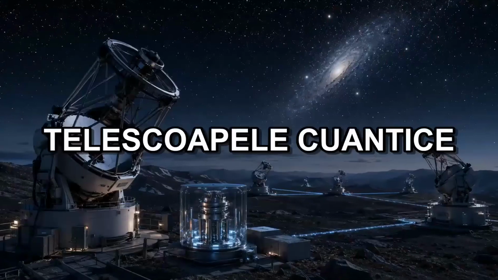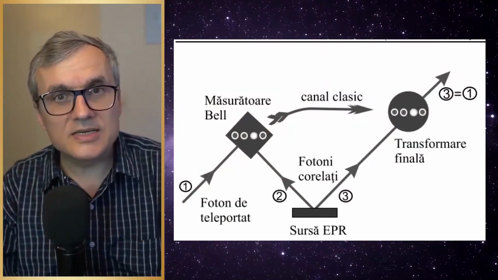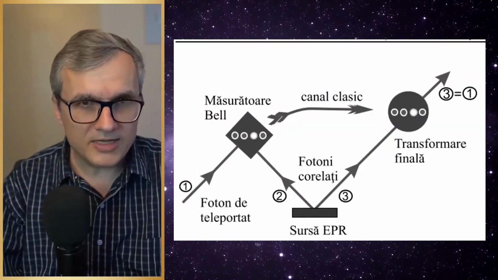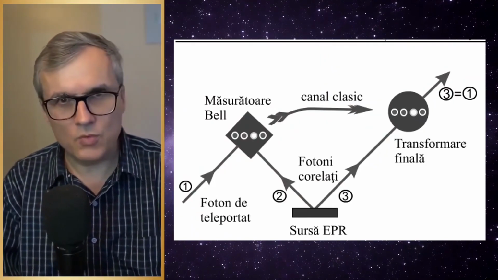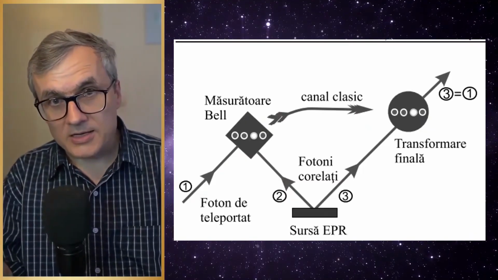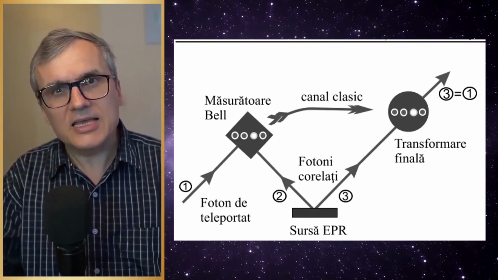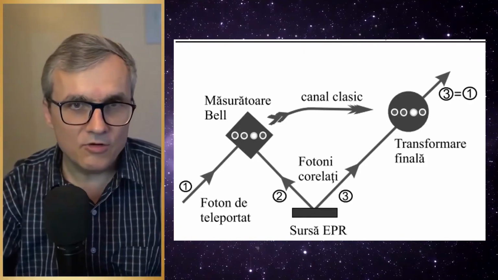But this time we can no longer bring the light from one and the other to the same place because it gets lost along the way. And this is where quantum telescopes come in. What do quantum telescopes do? They essentially use quantum phenomena, quantum teleportation phenomena, to combine the images from telescopes even if they are thousands of kilometers apart.